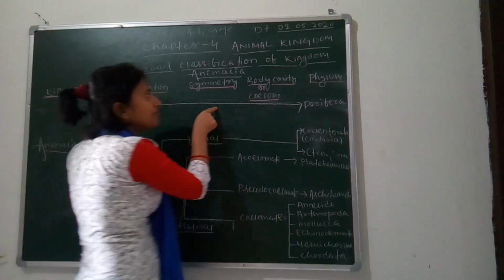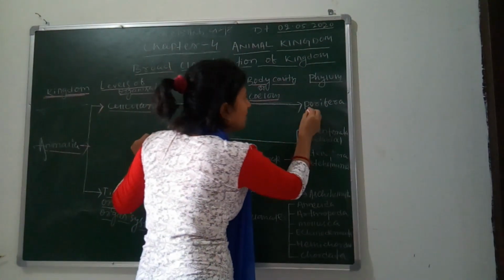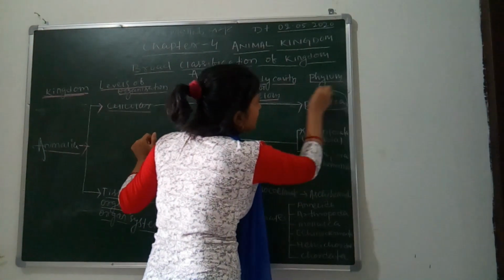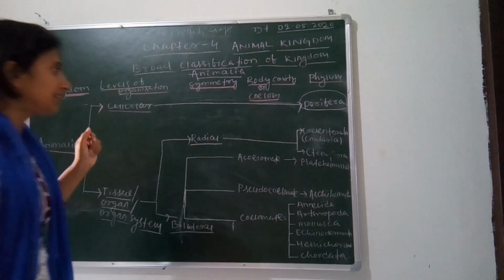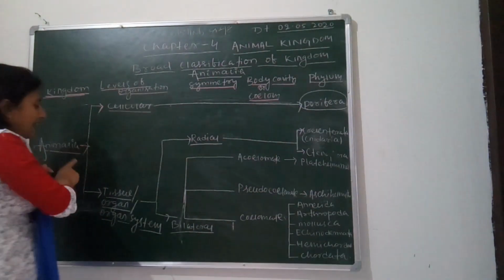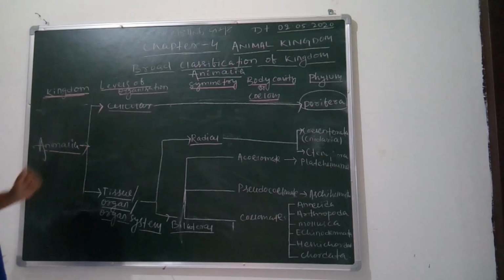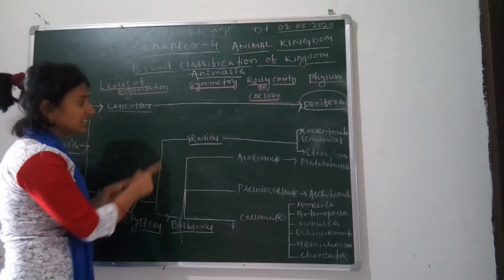Again, cellular level is the level of organization. It has no symmetry, no body cavity. Then go to phylum. It is seen in the species of phylum Porifera. We will study phylum Porifera later. Next, the animal kingdom has the tissue or organ system level of organization.